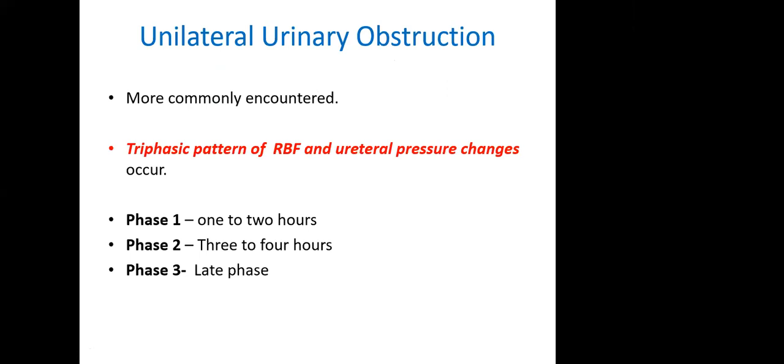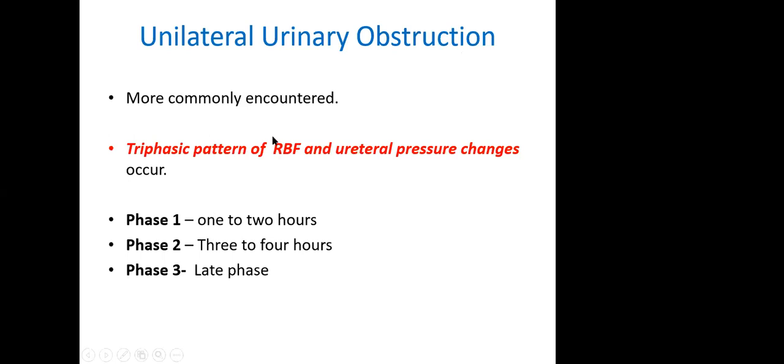There are two types of urinary tract obstruction. One is unilateral urinary tract obstruction, and the other is bilateral urinary tract obstruction. Unilateral means one side of the kidney is obstructed, either at the level of the kidney, the PUJ, or the ureter. Bilateral means both kidneys are obstructed. Commonly, in our clinical practice, we encounter one-sided obstruction.